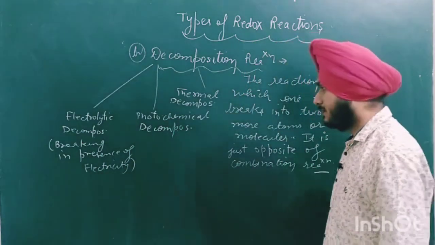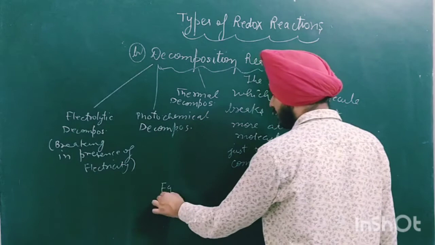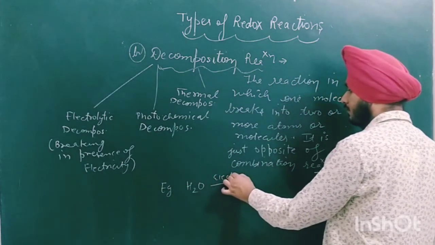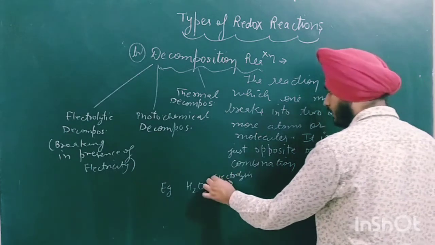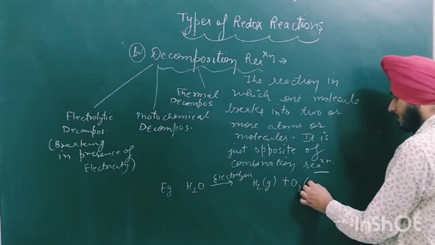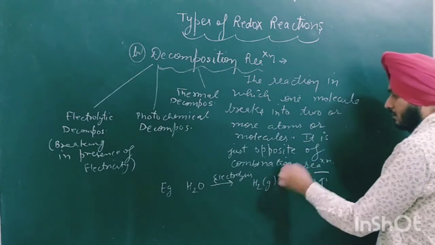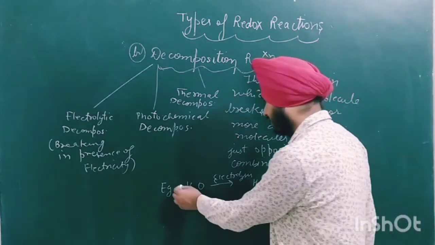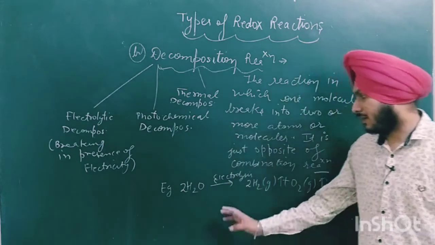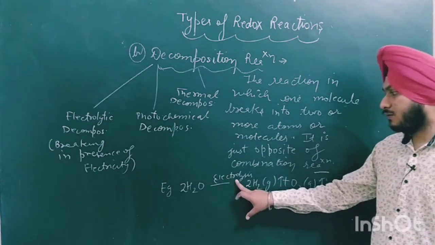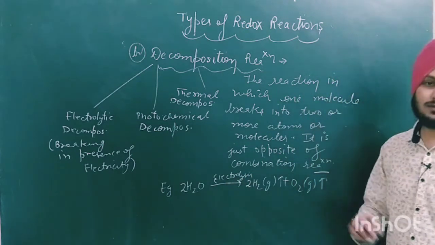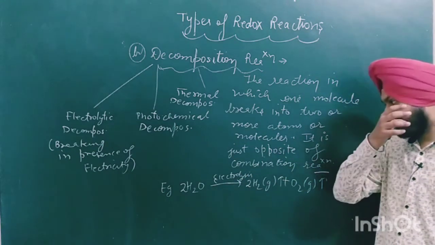So the example is, for example, we have water. When the electrolysis of water happens, it gives H2 gas plus O2 gas. Let us balance it. Here we have 2. Now this is electrolysis. It means this water molecule breaks into H2 and O2 in presence of electricity. This is known as electrolysis.